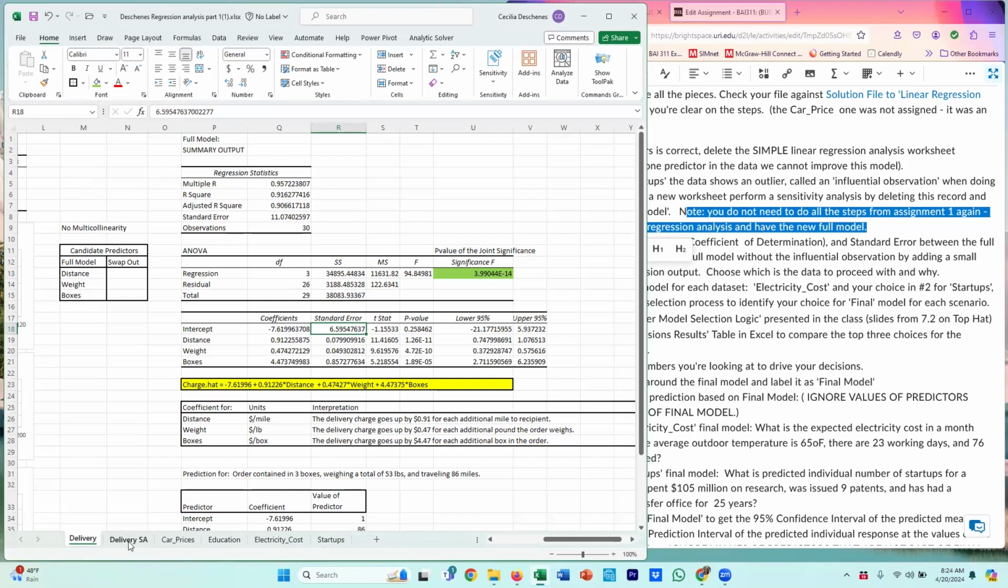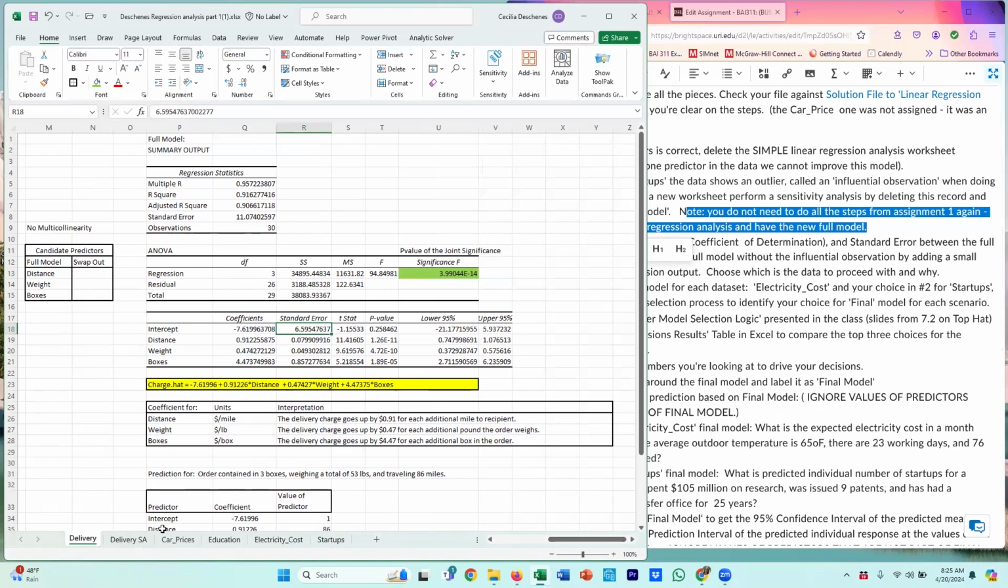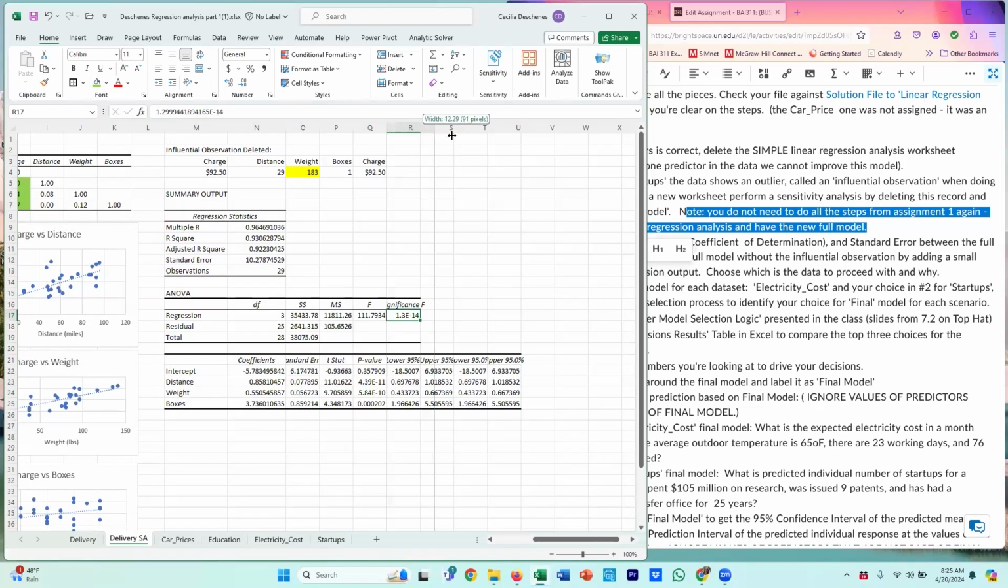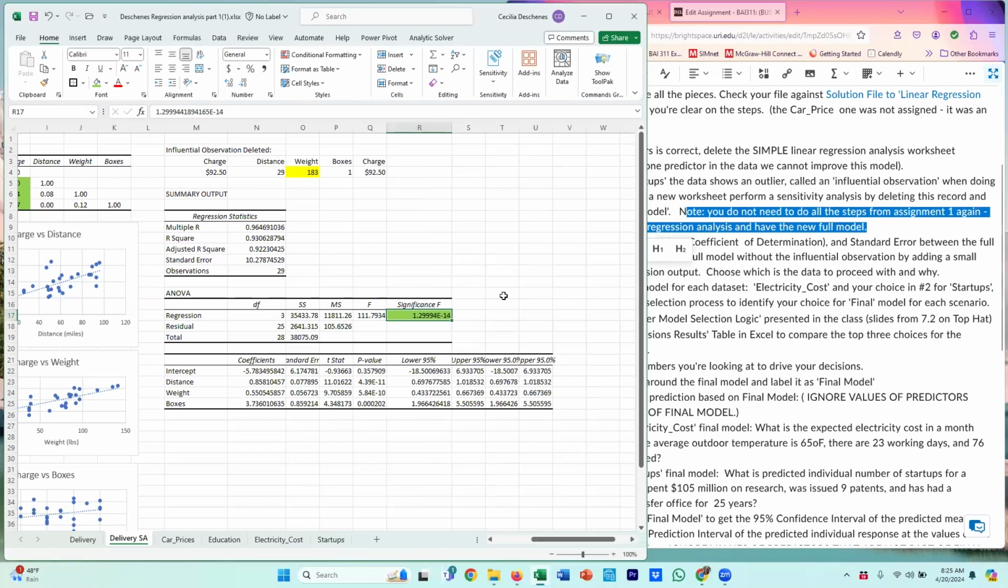Okay, so that is definitely less than or equal to 0.05. That's why I did green. That means there are predictors that are statistically significant for predicting the value of the delivery. Now we're going to do the same thing here. I'm going to check this joint significance. It is still significant, right? Anything that's raised to 10 to the negative 14 is definitely far, far smaller than 0.05. All right, now that we did that, we have identified that we have something useful in this new model.